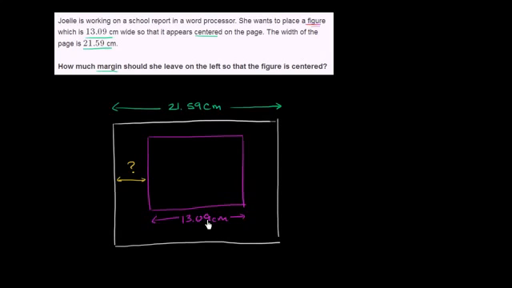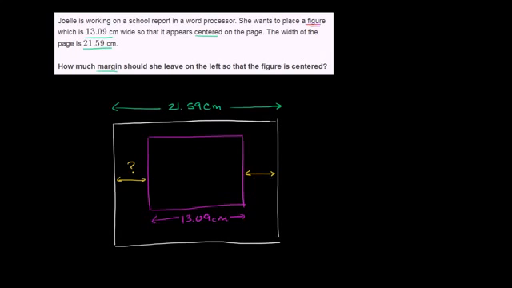And the key thing is, if the figure is centered, this distance is going to be the same as this distance, so that the figure is right in the middle. Whatever this is going to be the same as this. So one way we could think about it, we could say, okay, let's take 13.09 centimeters from 21.59 centimeters, and if we do that, then we'll know how much leftover space this plus this combined is. And then we just want to split that space in half. We want half of it to go on the right side, and half of it on the left side.